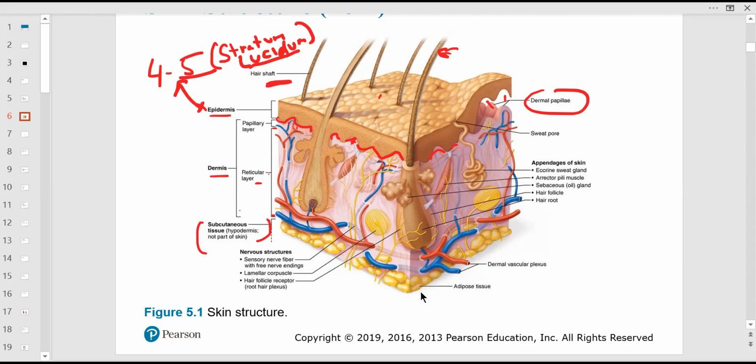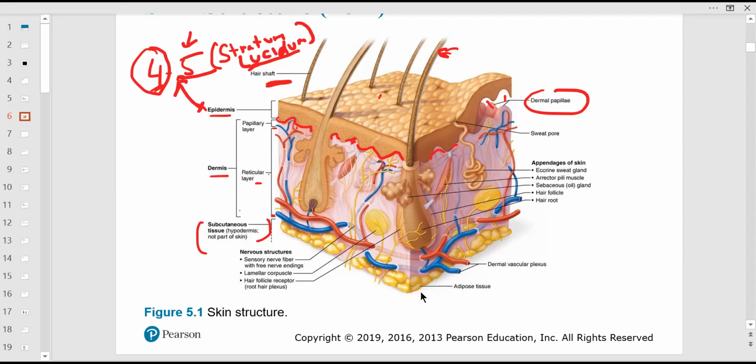So remember that now. So thick skin, 5 layers, is the palms of your hands, the soles of your feet. Everywhere else has 4 layers of, and I said skin, I meant epidermis, sorry. 4 layers of epidermis, and the thin skin lacks the stratum lucidum, just to give you a little heads up there. So know those big parts.